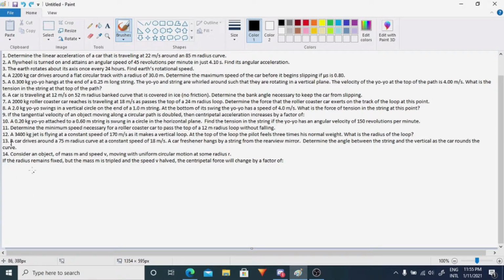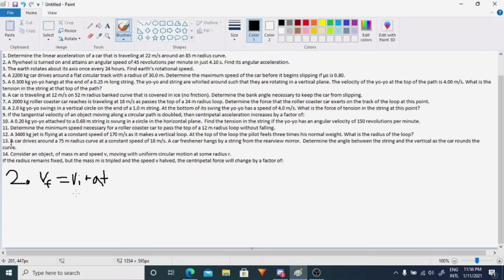So question number 2. A flywheel is turned on and attains an angular speed of 45 revolutions per minute in just 4.1 seconds. Find its angular acceleration. So for this question, we can use our kinematic equations. We'll use our second kinematic equation, which is v final equals v initial plus acceleration times t.